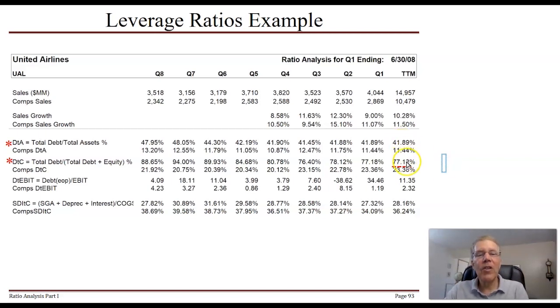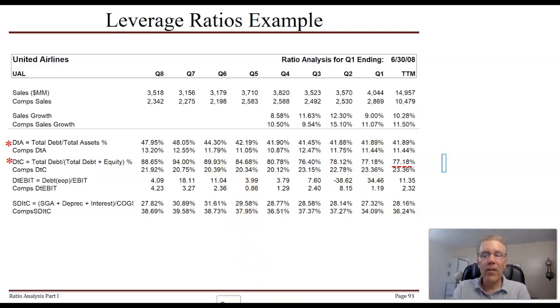And so clearly, UAL has much more financial leverage. And like I said, you can see the same thing in the debt to assets ratio. So if I ask you a question like this on an exam, you can use either ratio and you'll get the right answer. Okay, if I ask you for a numerical answer, of course, then you've got to go to the ratio that I'm asking about.